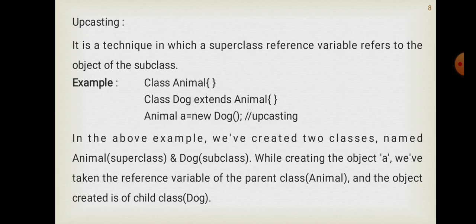For example, if I am using class Animal and I am creating a class called Dog which extends Animal, I can perform upcasting by creating a reference of the parent class. For example, Animal a = new Dog(); it is upcasting. In the above example, we are creating two classes named Animal and Dog, where Animal is a superclass and Dog is a subclass. While creating the object, we take the reference variable of the parent Animal class and the object is created for the child class Dog. So this is what we call upcasting.